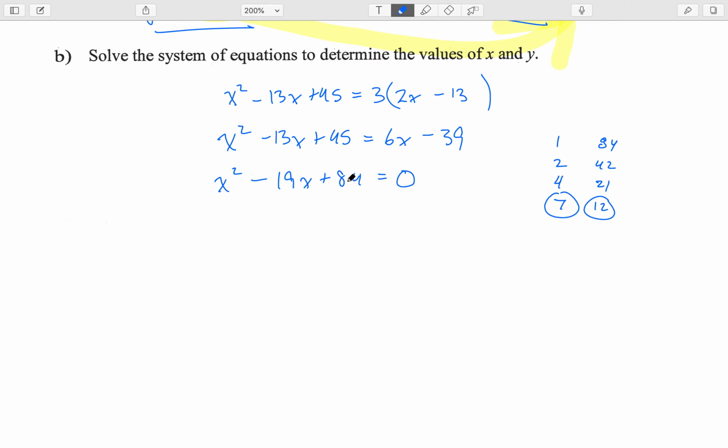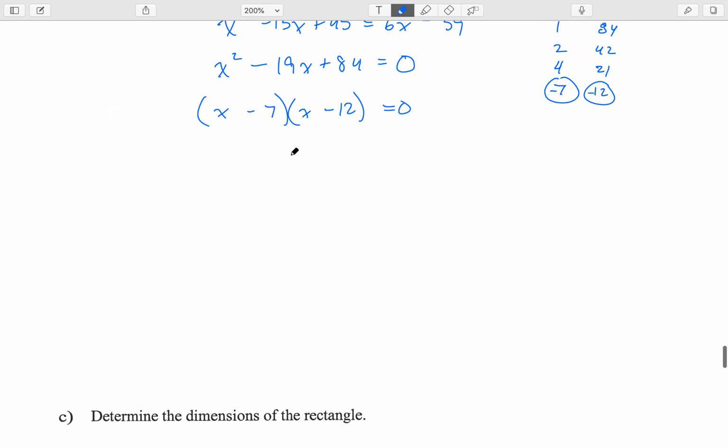Well, hang on. They're both positive? No, they're both negative because they multiply to 84 and they add up to this. There it is. This one actually factors. X minus 7, x minus 12. Now, if you didn't see that, big deal. Go to the quadratic formula. That's why we have a quadratic formula. So x is either equal to 7 or x is equal to 12.